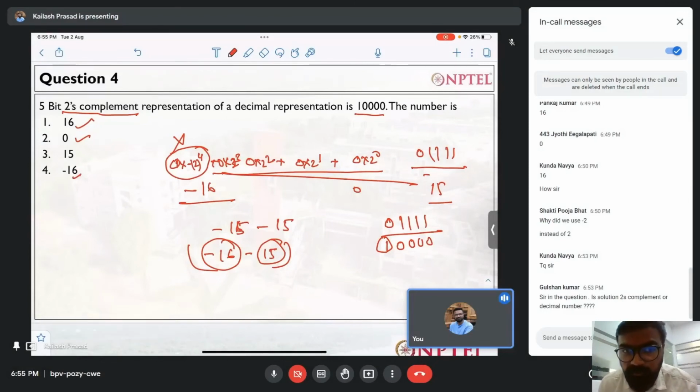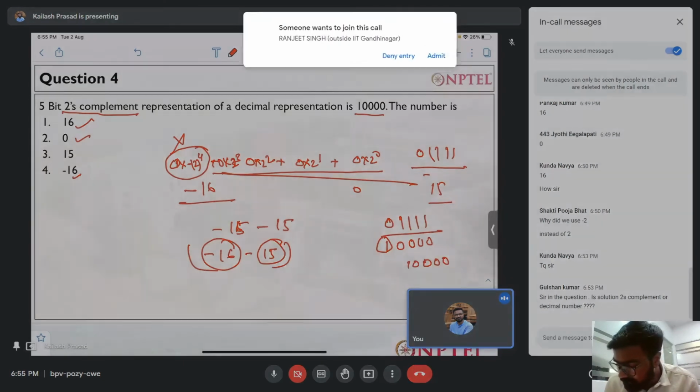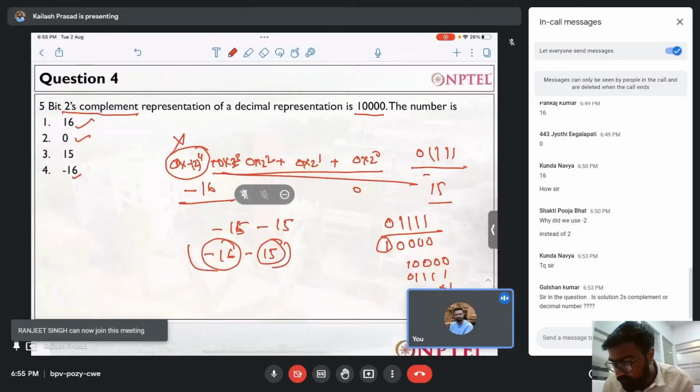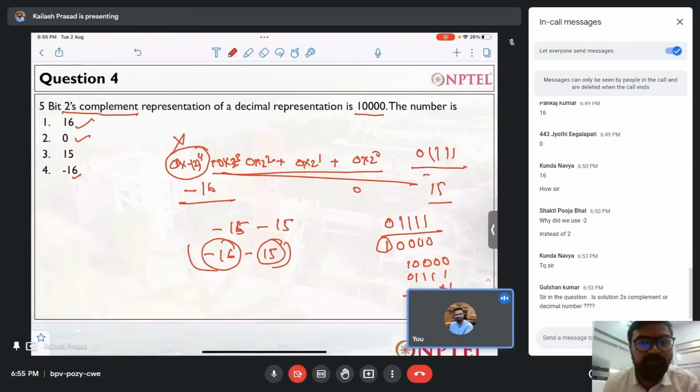So if you want to represent minus 16 in 2s complement form, the answer will be 1 followed by 4 zeros. How do we do it? You write 16, then you take the 1s complement, and then you add 1. So it will be 1 with all zeros. This is how you represent minus 16 in 2s complement form.